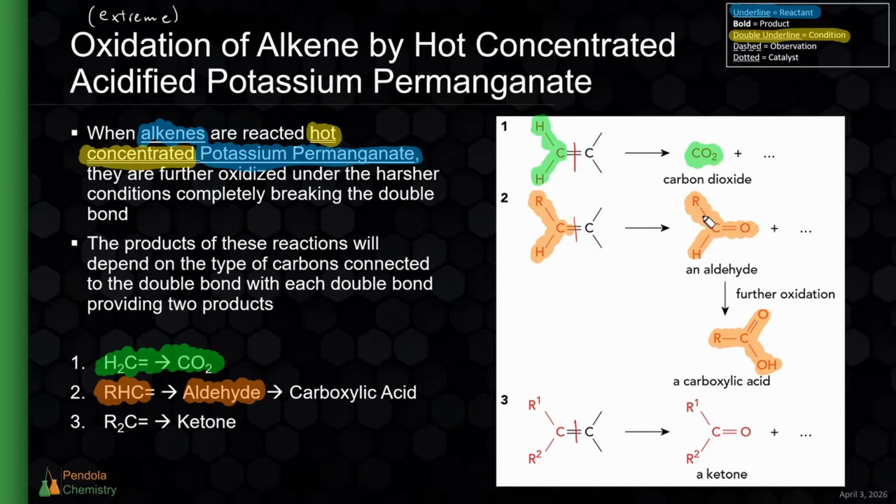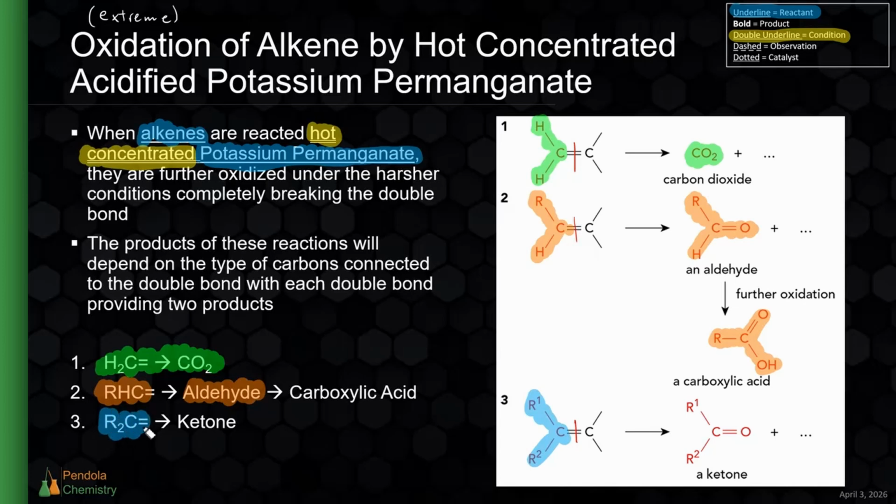And then, let me change the color here, let's use blue. If we have a carbon on the double bond that has two carbon chains on it, essentially that double bond stuck in the middle of a lot of different carbon chains.